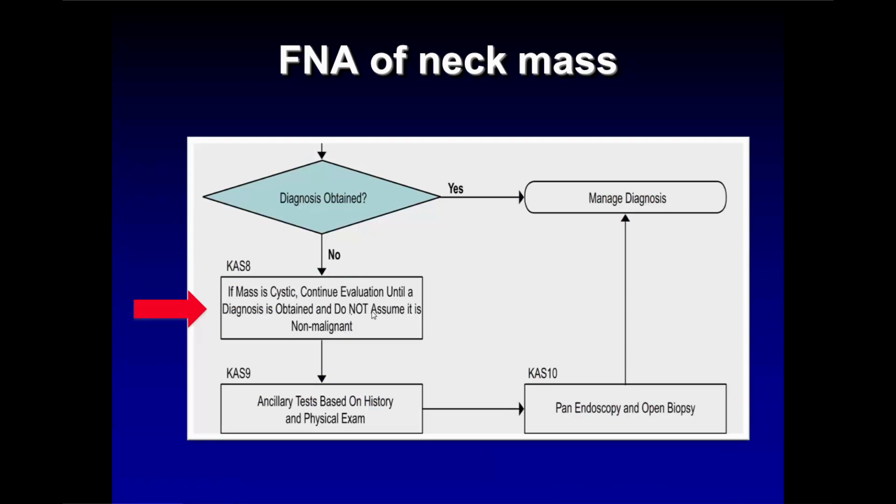That's really a key point, I think, in this. If your fine needle aspirate is either equivocal or negative, and you have a cystic lymph node, still maintain an index of suspicion that this is malignant. And I'll explain that moving forward. Obviously, if this is a malignancy, then manage the diagnosis. And then subsequent to this, ancillary tests will be based on history and physical examination, and we'll talk a little bit further about what a panendoscopy and open biopsy is.